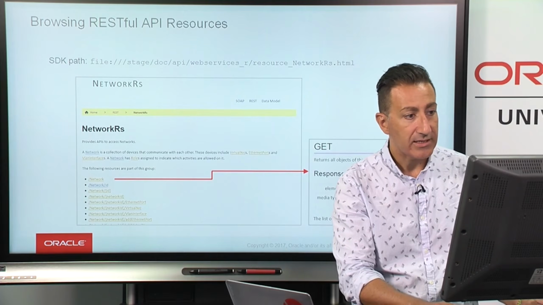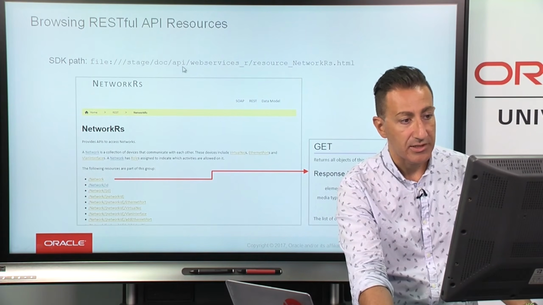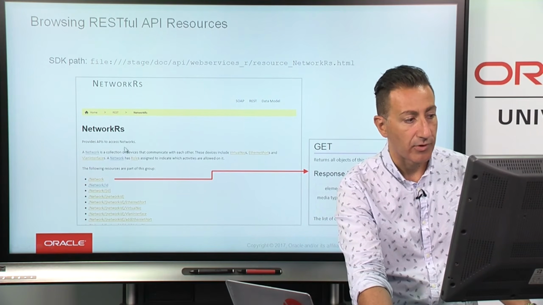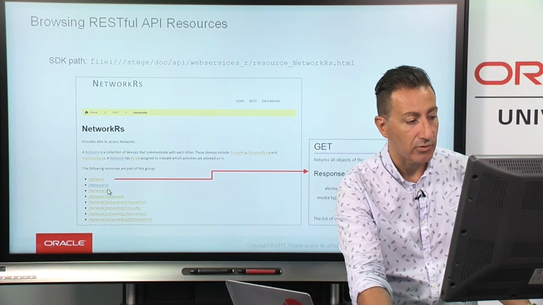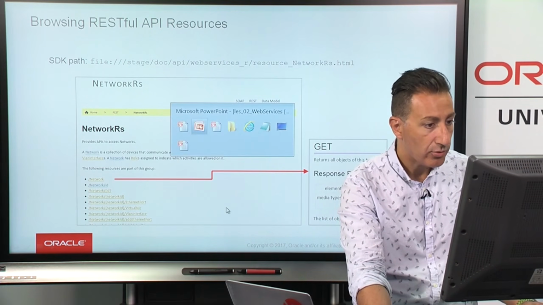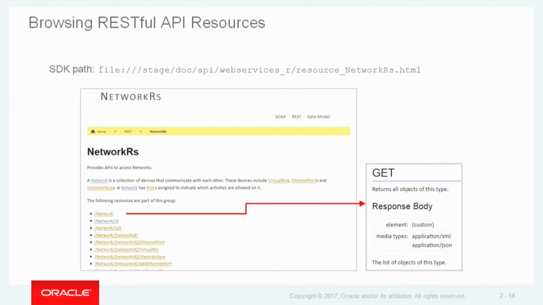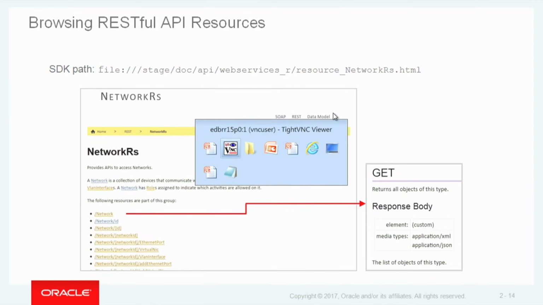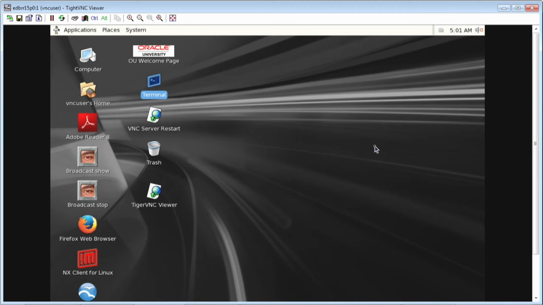Well, the way that you get this, you see, is after you unzip it, you get access to, for example, network resources. It shows us how to identify a network by ID, a network with Ethernet ports, how to list virtual NICs, and so on. Well, I'm going to show you this with the remote environment. To show you an example, I'm going to get access to the remote environment. Remember, in the remote environment, we have the Linux desktop.